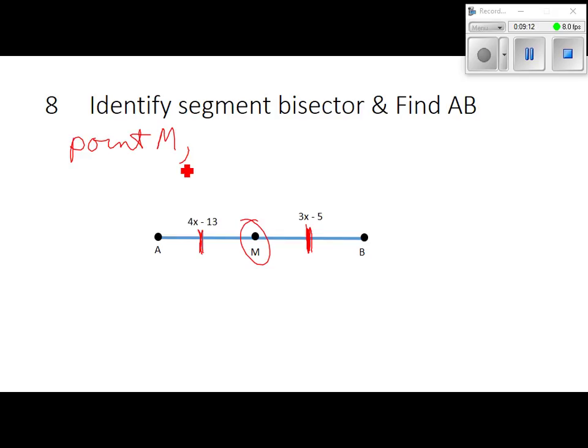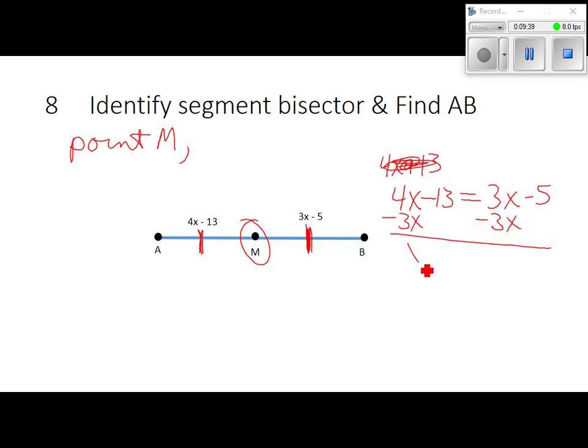Second part of our answer, we want to find the length of segment AB. Well, if these two segments are congruent, then we know 4x plus 13, or I'm sorry, that should be minus 13. 4x minus 13 has to equal 3x minus 5. So that's our equation, and we got to solve that equation. The way we're going to solve it, subtract 3x. You end up with x minus 13. These cancel out. Equals -5. Add 13 to both sides. Make sure you're using your calculator if you can't do some of this stuff in your head. X equals -5 plus 13, which gives us 8.